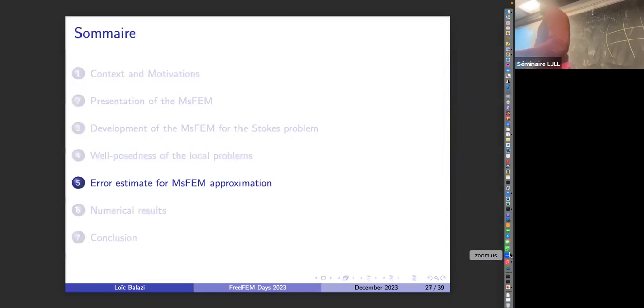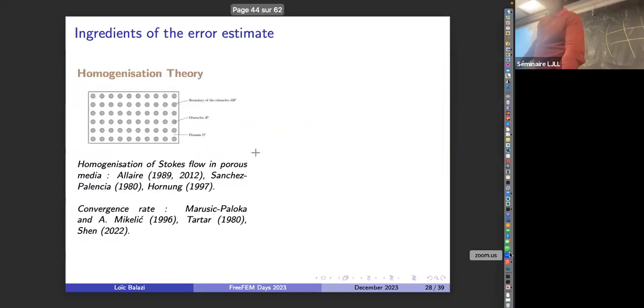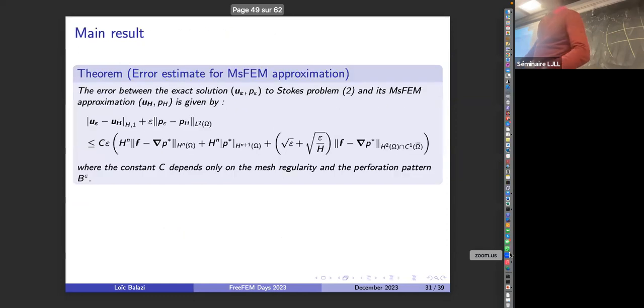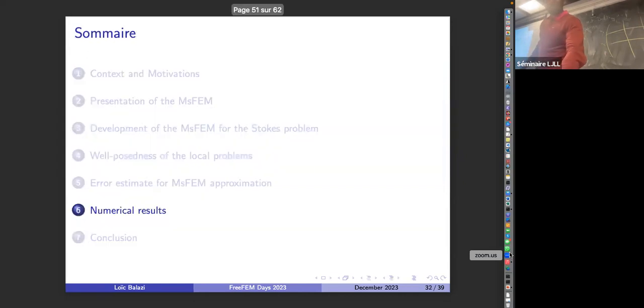And then I think I will skip this part, but one thing I want to say is that we have an error estimate too for the multi-scale approximation. And the error estimate is in H1, it's H to the power n, like classical finite elements. But I will focus on numerical results.